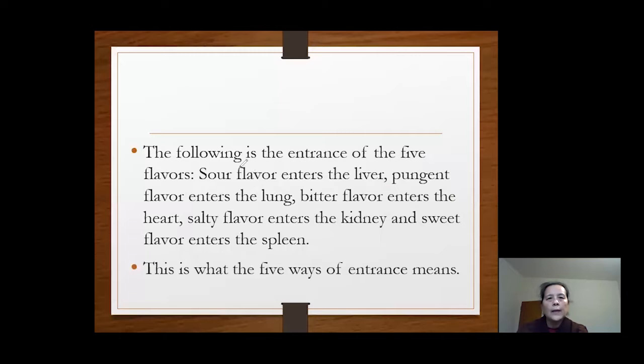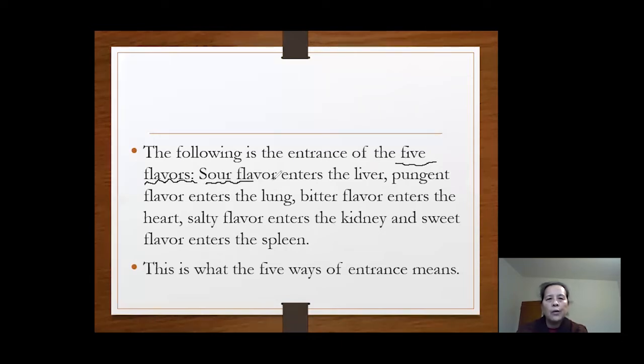So when we're talking about the 5 elements, we know we have different aspects. Firstly, we're talking about the flavors, 5 different kinds of flavor. This part we are basically familiar with already.